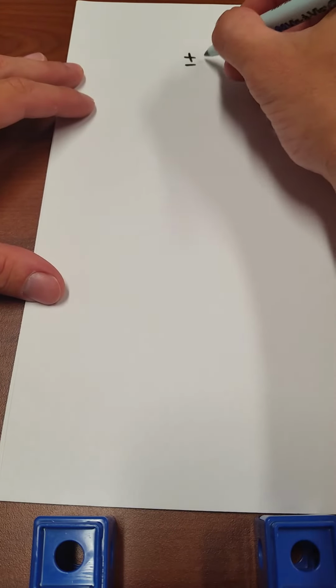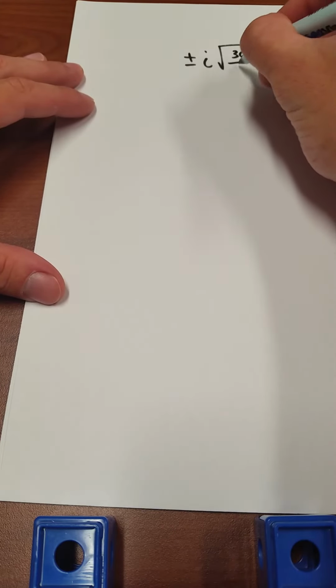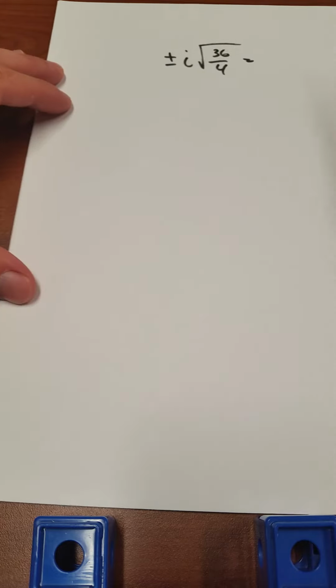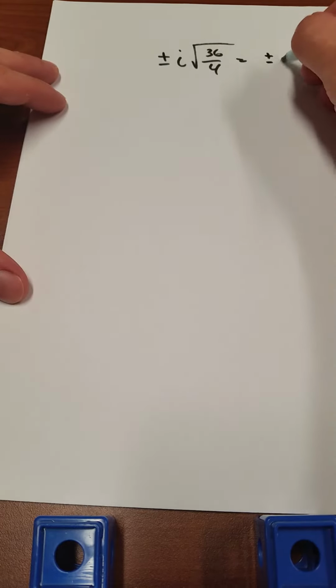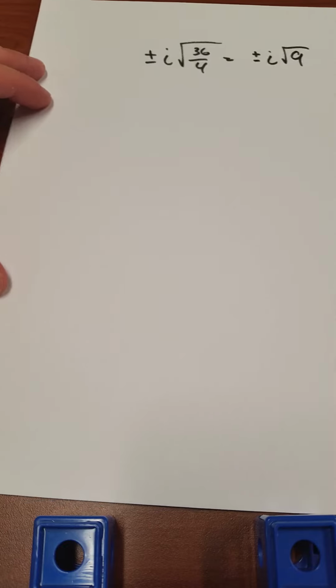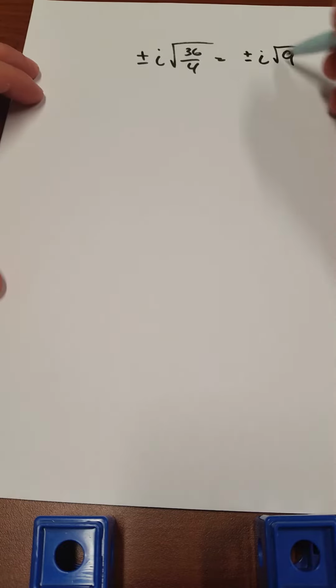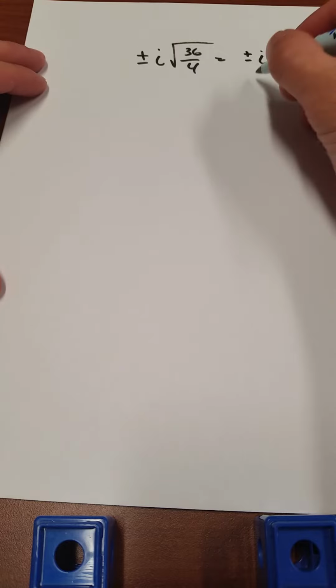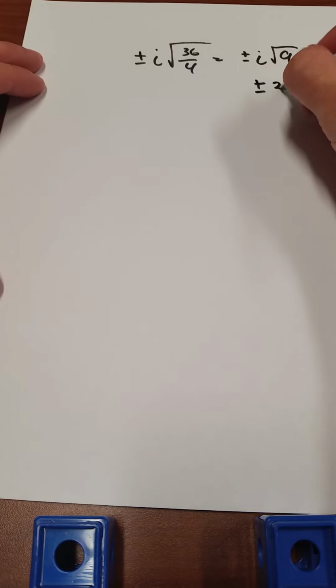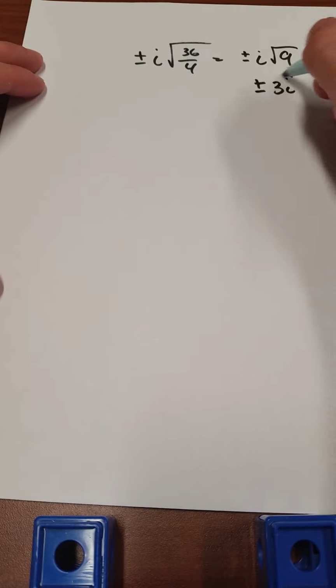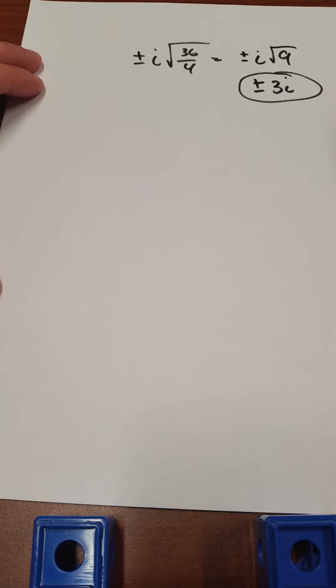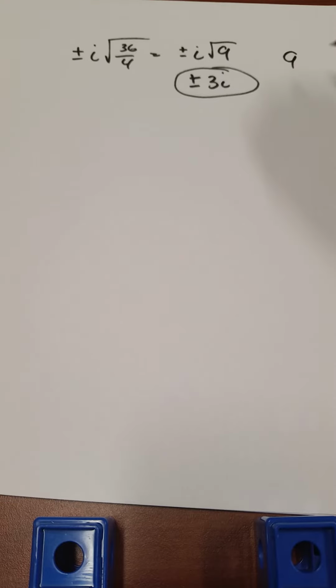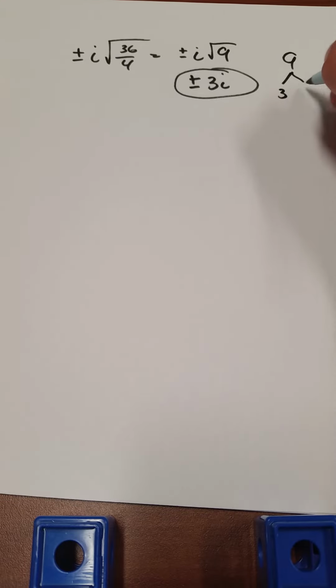All right, so moving on to the next page. We have plus or minus i square root 36 over 4. We said 36 divided by 4 would give you 9. So this is plus or minus i square root of 9. Simplifying that, the square root of 9 is just 3. So that's plus or minus 3i, and that would be your solution there. If you need to see the visual representation of breaking down the 9, it's 3 times 3. Both 3's pair up, there's nothing else left over, so the 3 comes out.